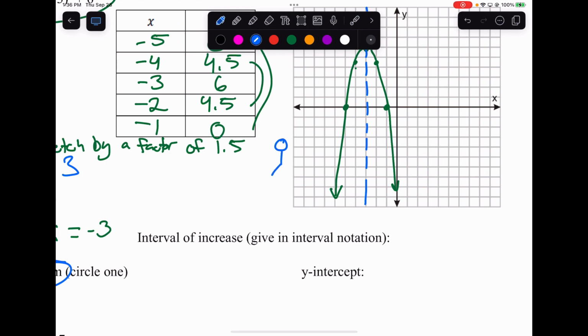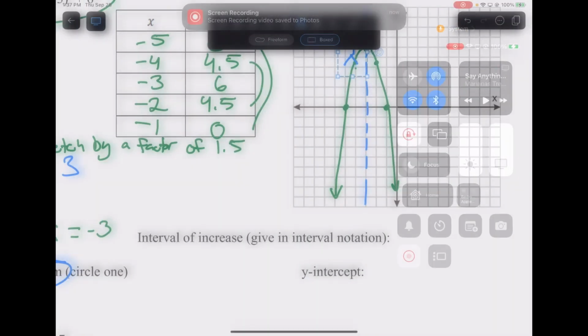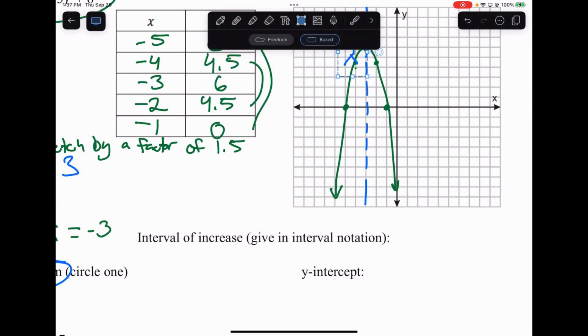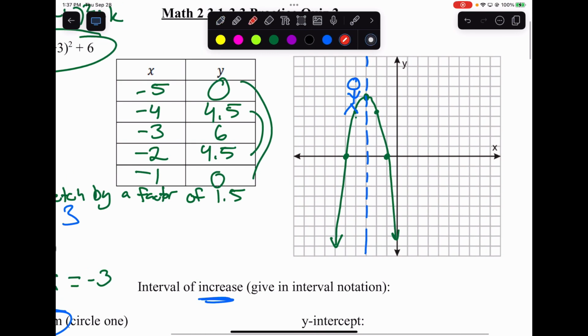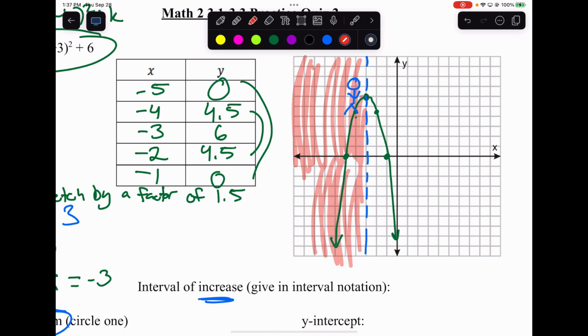So remember, we pretend we have a little guy walking from left to right. Where is he going up and where is he going down? Well, here he's going up. So we can see here that right at the beginning of the graph, the little guy is walking up, which means he is increasing, and that's the part I was asking about specifically: where is this increasing? So it is increasing on this half of my graph.